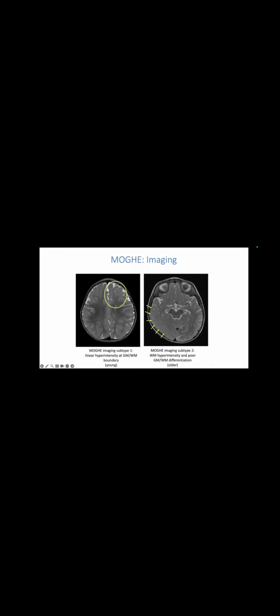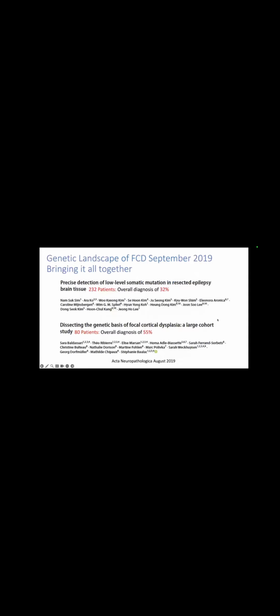There's 2 imaging patterns. In the younger child, you might see this subcortical high signal in a linear subcortical pattern. But as these patients get older and myelinate, you sort of lose that and get this very broad area of poor grey-white differentiation.